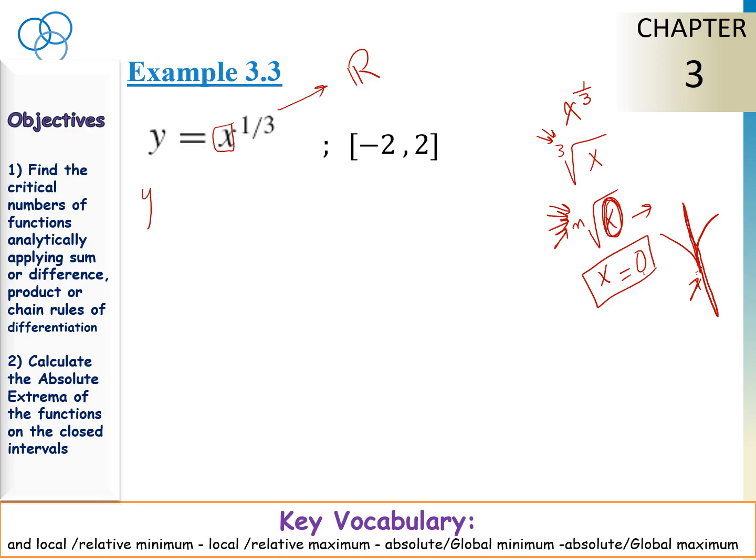But when you take the derivative, let's take the derivative. Bring the power to the front. From the power, we subtract 1. So you will get negative 2 over 3.